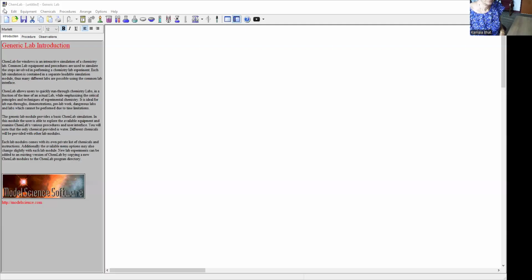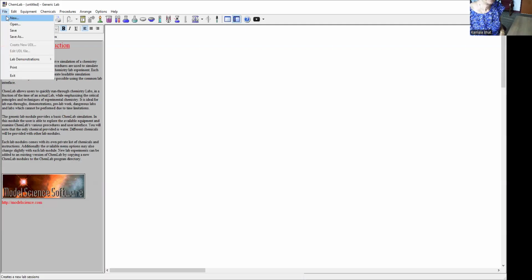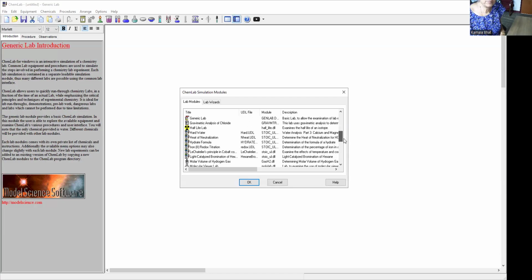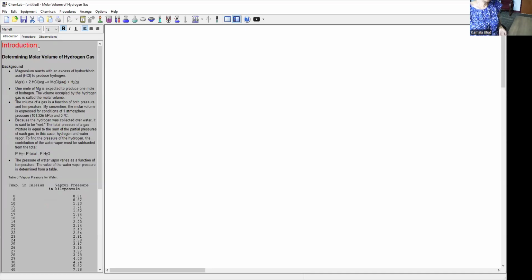And so with that, I'm going to share my screen with you in order to perform the experiment. Go to the file, open the new document, and find the molar volume of the gas. Now, as you will see in the introduction, the metal that we use is magnesium.